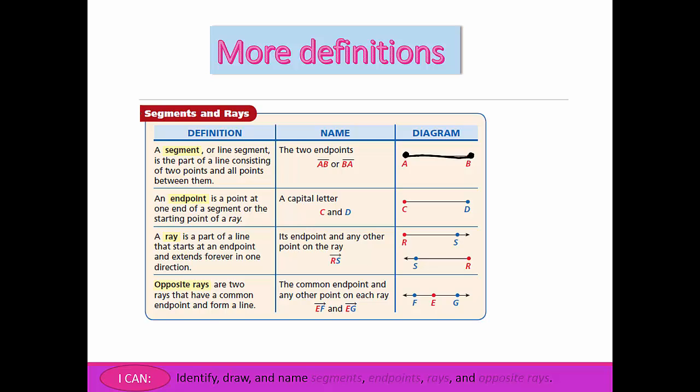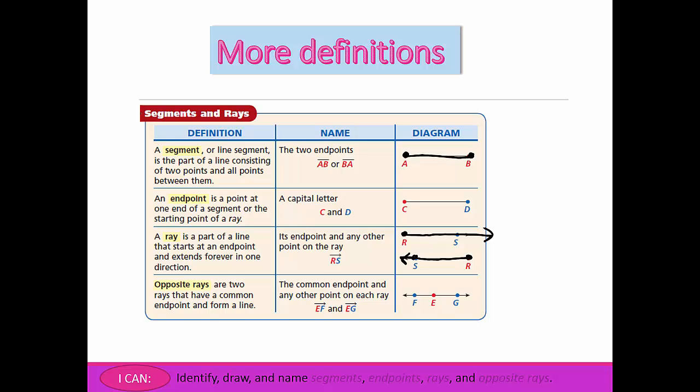Now, an endpoint is just the point at the end of a segment or the starting point of a ray. So the endpoints here would be A and B. The endpoints here would be C and D. And we name the endpoints just like we name any other points. A ray is also a part of a line, but it starts at an endpoint and extends forever in one direction. So if we were to start here at point R and extend forever in the direction of S, that would be ray RS. Notice you could also draw it in this direction, starting with R and extending forever in that direction. This is not ray SR. We always name rays starting with the endpoint first.